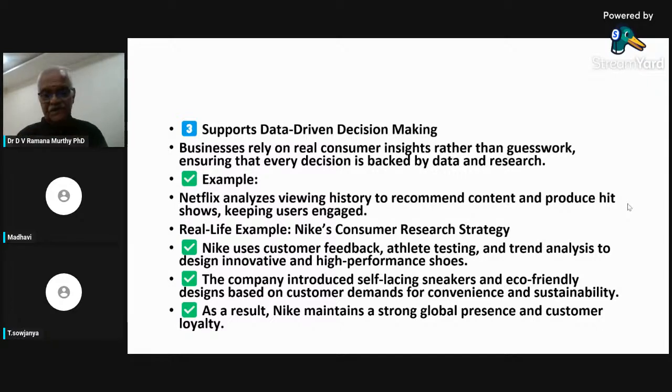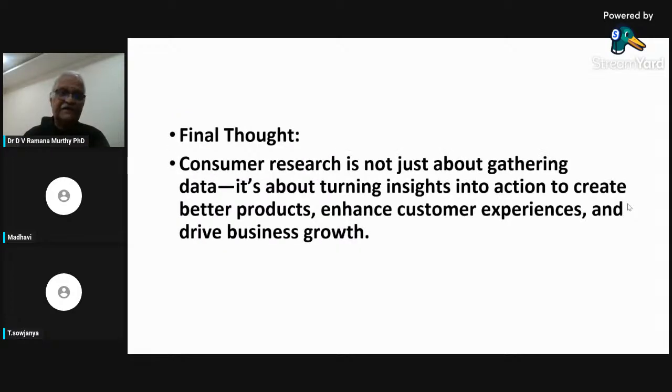We should know what the customer preference patterns are. So that's what it means. As a result, Nike even now maintains a strong global presence as a first-class brand, and it has already won and is continuously winning customer loyalty.